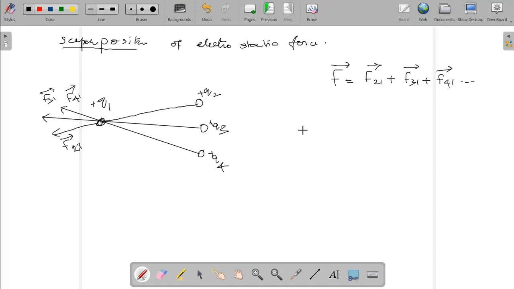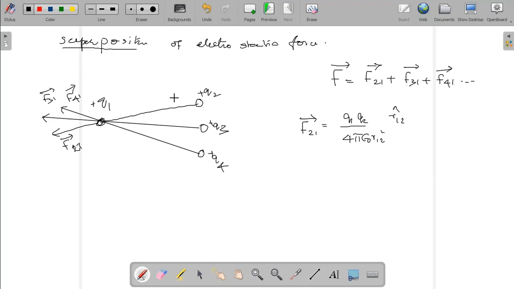What is the force offered by 2 on 1? Simply, force offered by 2 on 1 will be equal to Q1 Q2 by 4 pi epsilon naught, and the distance R12 squared, R12 cap is the direction. Like that, you can write for other cases also.